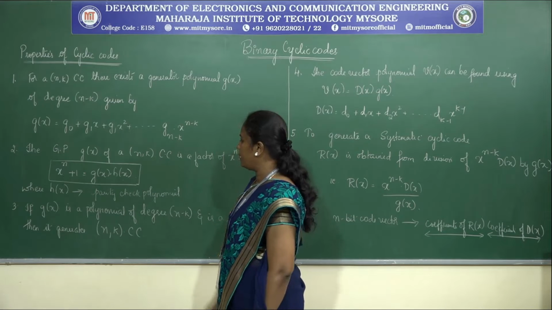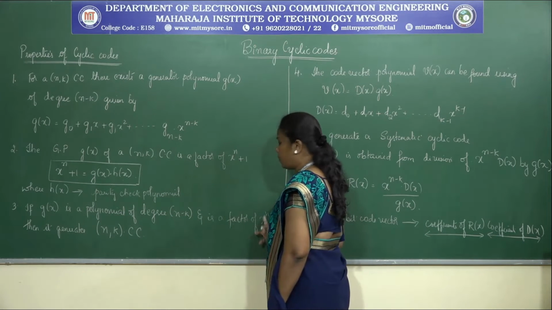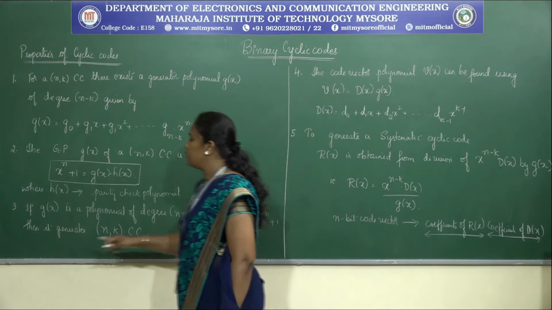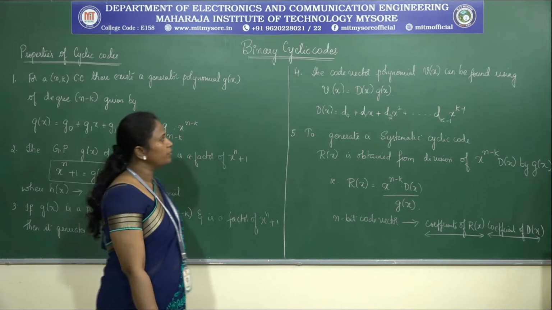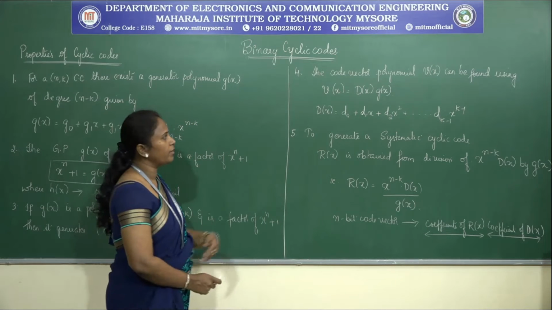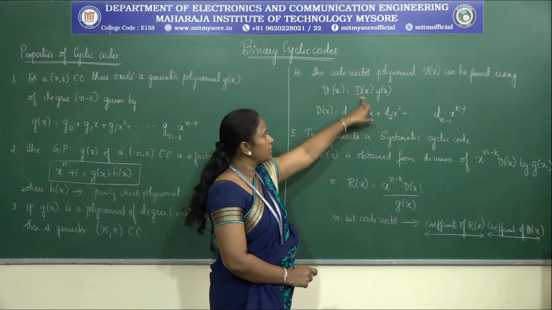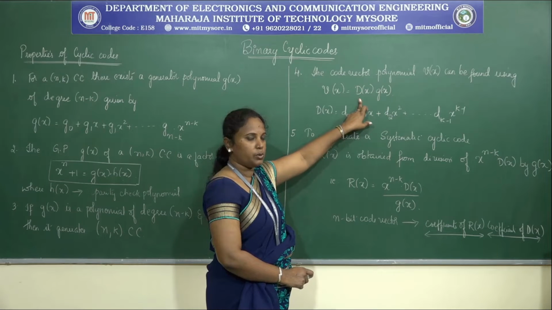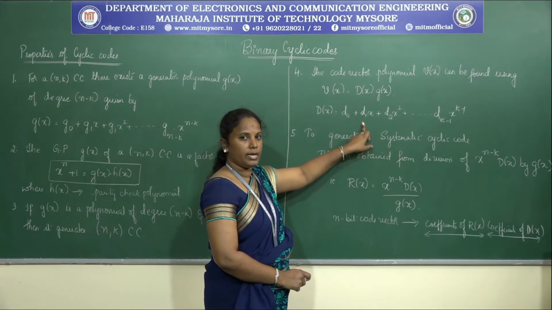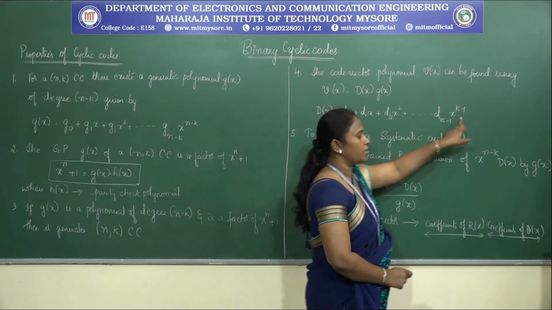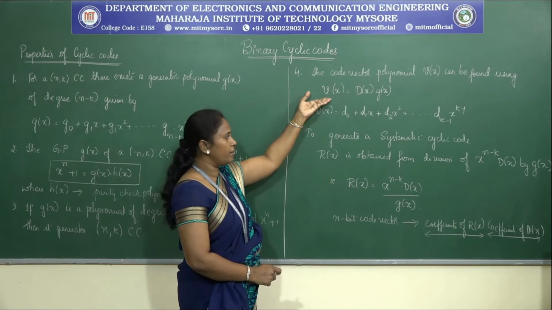Then we have the third property, that is, if g of x is a polynomial of degree n minus k and it is a factor of x power n plus 1, then it is going to generate an n comma k cyclic code. So this is the third property. Then the fourth one is how we are going to find the code vector. It is nothing but v of x is equal to d of x into g of x. So what is d here? d is nothing but your message vector. The message vector is given by d of x is d naught plus d1 into x, up to d k minus 1 x to the power of k minus 1. So by using your d of x, you can calculate your code vector v of x.